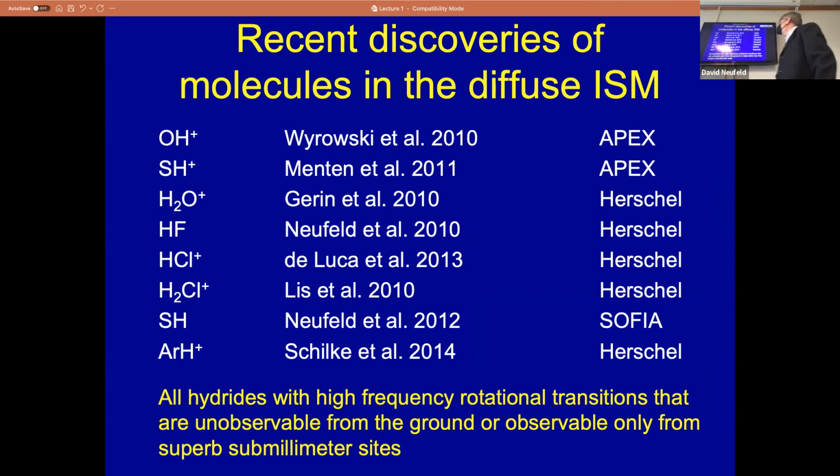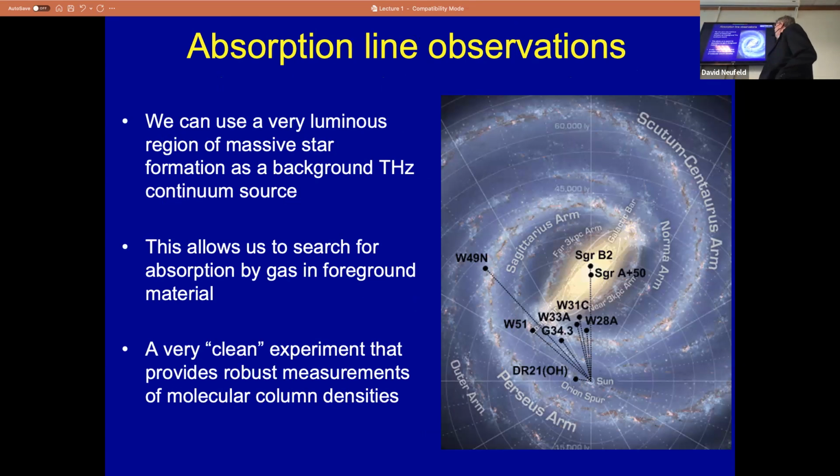So this is a list of molecules that have been discovered in the last decade or so. They're all hydrides with high frequency rotational transitions. There's a mixture of molecular ions and neutral species. And one of the main ways that these molecules have been discovered is through observations of strong terahertz continuum sources. So in the galaxy, particularly in its spiral arms, there are regions where many high mass stars are forming. And these high mass stars are very, very luminous, and they heat up the surrounding dust, the small submicron particles that pervade the galaxy, and emit very strong continuum radiation, basically thermal radiation from dust in the terahertz frequency range.